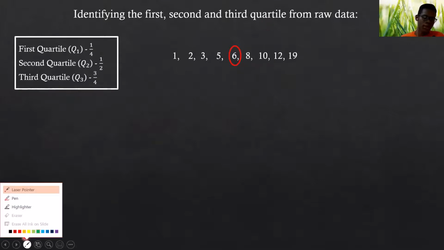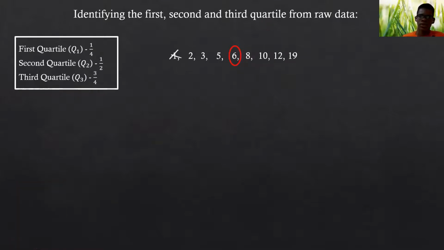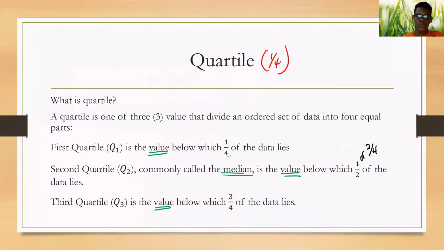The simple way to do this is to cross off from back to front until you reach the center value, which is 6. And that is our Q2, our median, our second quartile. So Q2, the second quartile, is 6, right? It's the value in the middle of our data set. Or another way to interpret it is that it's the value below which half of our data set lies.